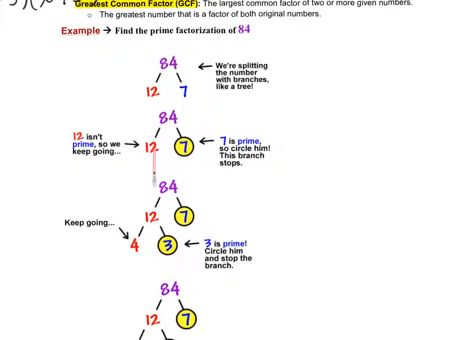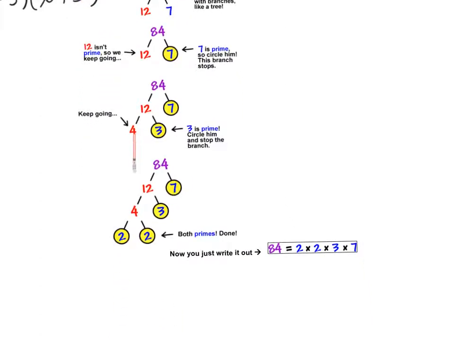12 is not prime, so we break 12 down into 4 times 3. 3 is prime, but 4 is not, so we break 4 down into 2 and 2. So the prime factors of 84 are the numbers that, when you break every factor down, are all prime. So 2 times 2 times 3 times 7 gives the prime factors of 84.